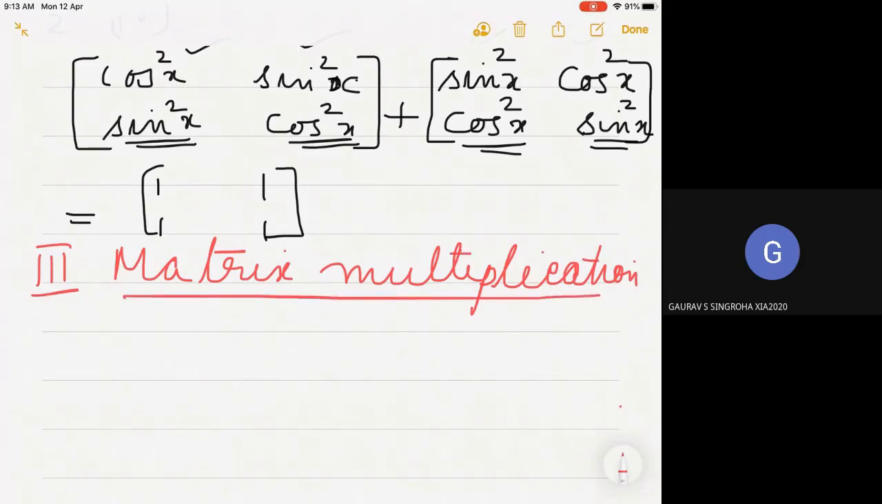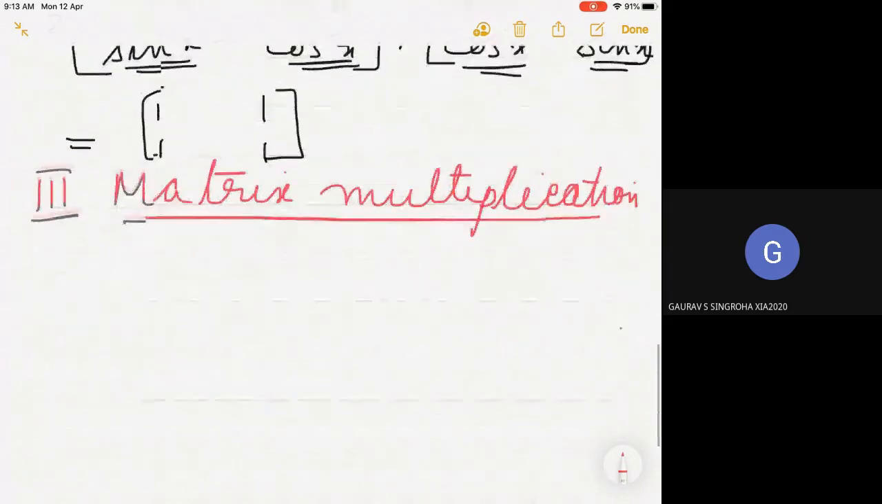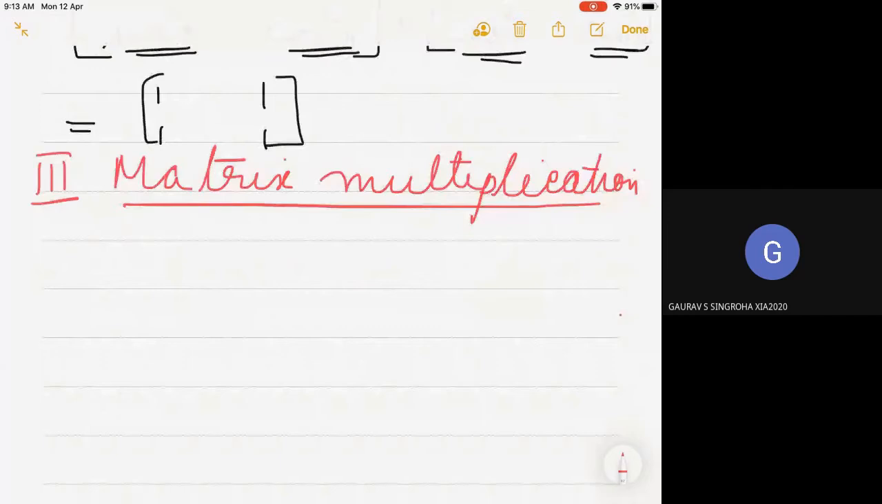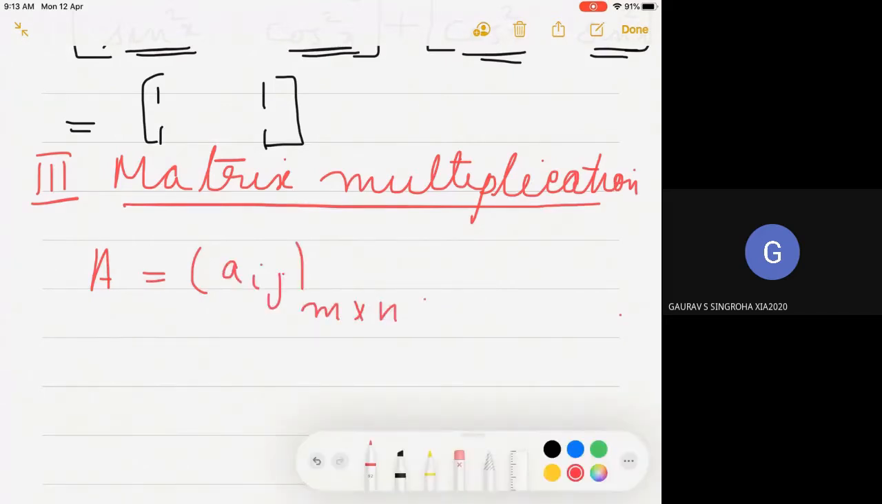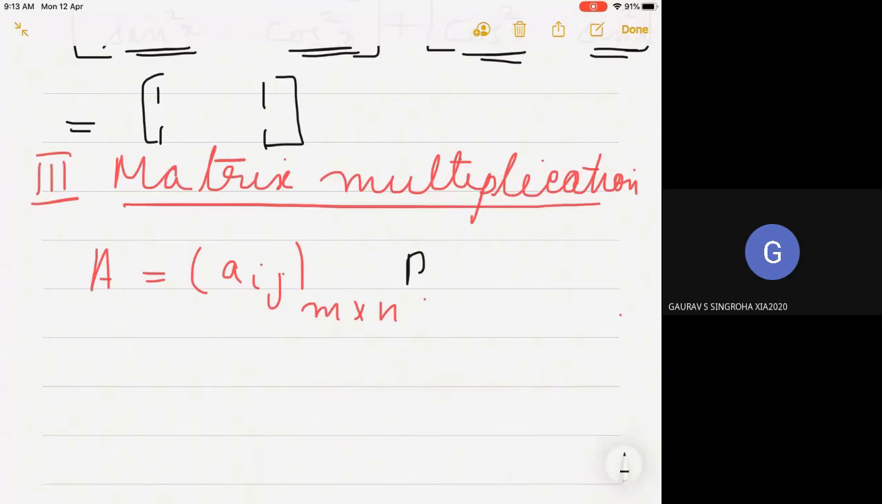Matrix multiplication is defined only if certain conditions are satisfied for the two matrices. Suppose A is a matrix of order m by n and B is a matrix of order n by p. What is the speciality here? You can just notice the order of the matrices.